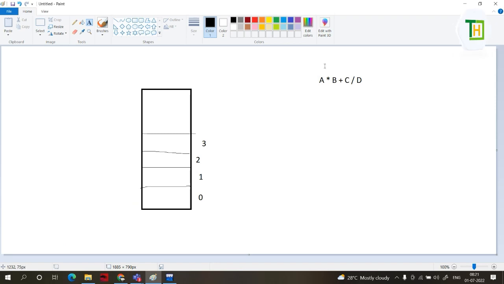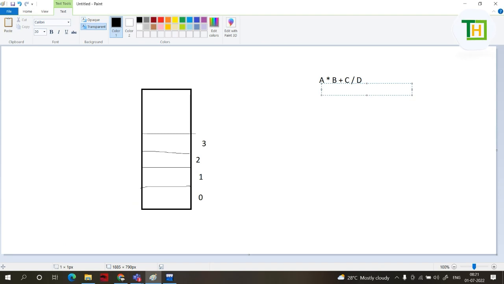Here, if you observe this expression, there are two types of variables. First one is going to be operands, and the next one is going to be operators. What are operators here? Star, that means multiplication, addition and division. These are operators. A, B, C, D are operands.